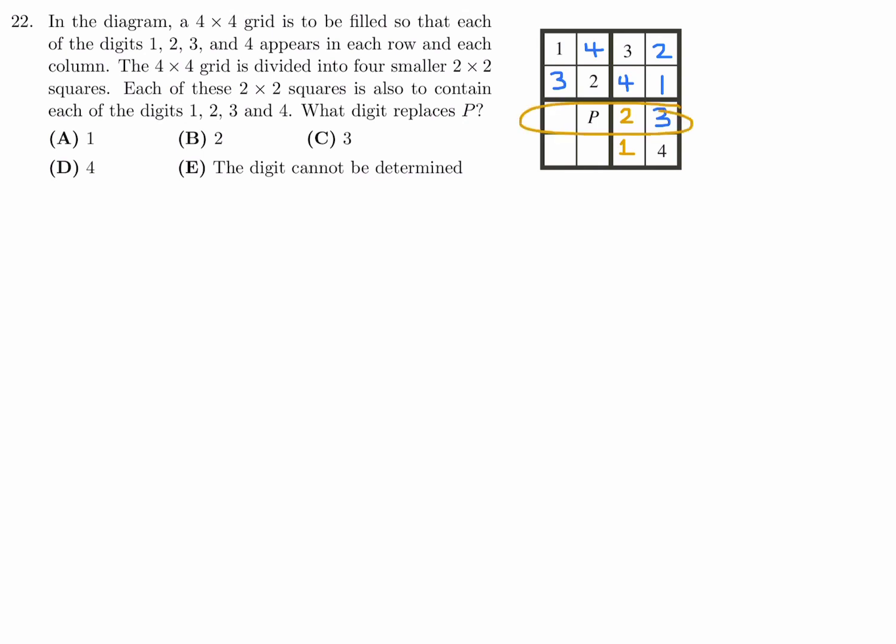In this row, we need a 4 and a 1 since we have a 2 and a 3 already. The 4 cannot go here since the 4 is up here. Can't be in the same column. So the 4 must go there. And therefore the 1 must go here. And to finish this all off, the 2 goes here, obviously, and the 3 goes here. So everything works out. So P is equivalent to a 1. So 22, the answer is B.